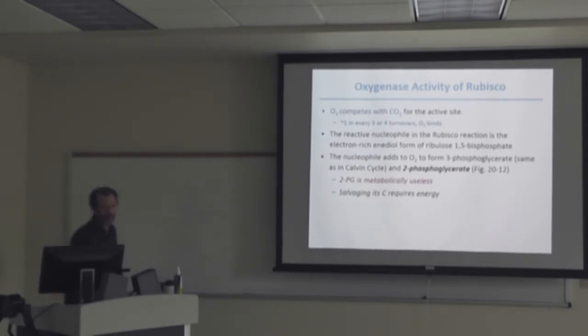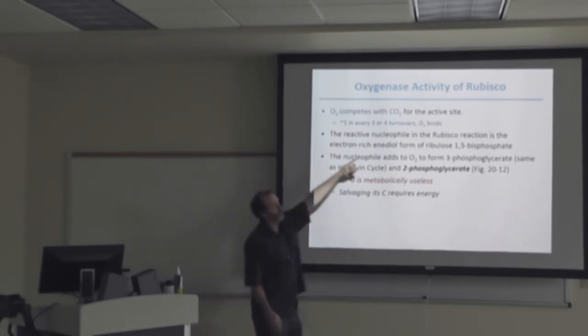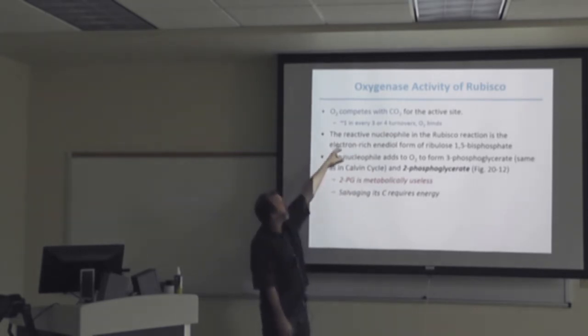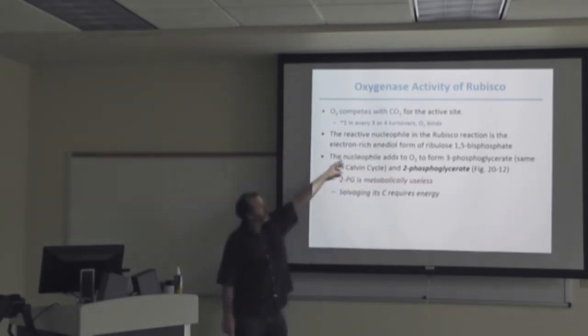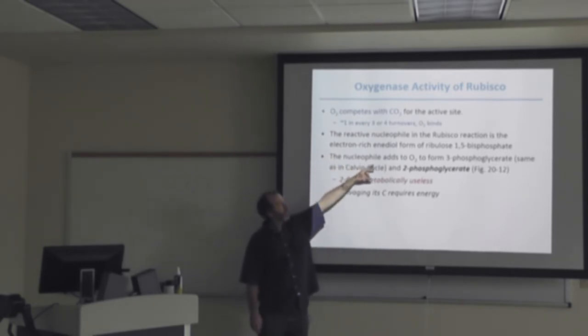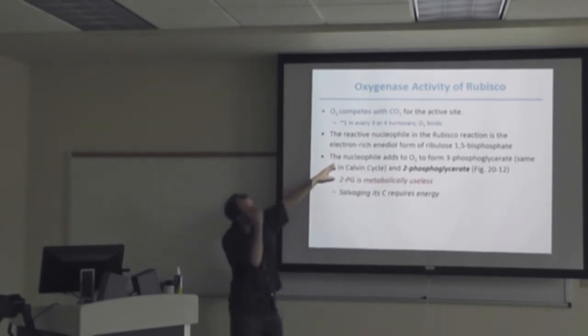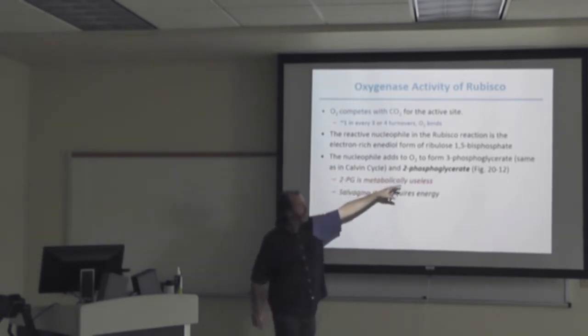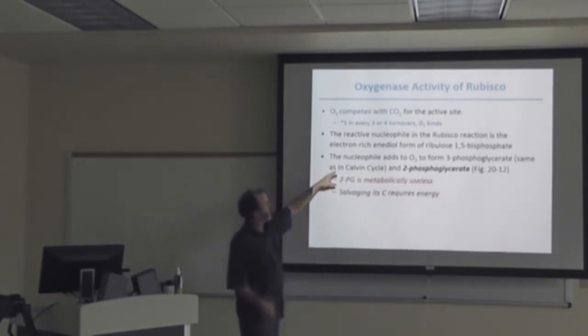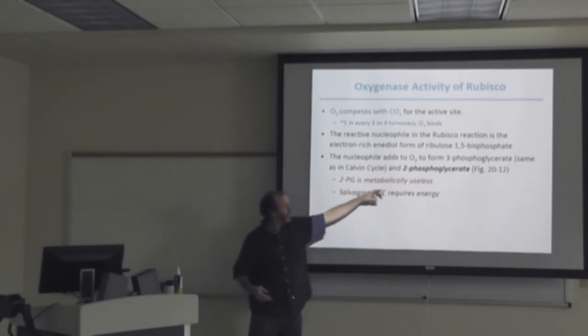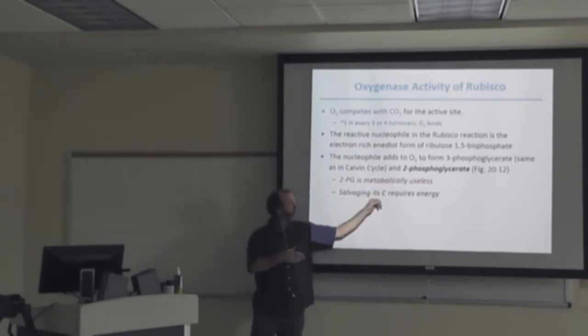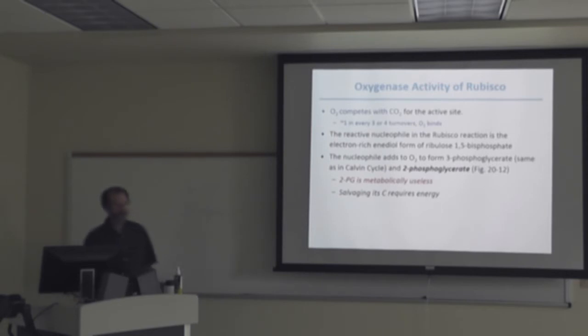That's this oxygenase activity. So oxygen will compete with carbon dioxide for the active site. In every 3 or 4 turnovers, you'll get oxygen binding rather than carbon dioxide. The reactive nucleophile in the Rubisco reaction is the electron-rich ene-diol form of ribulose 1,5-bisphosphate. The nucleophile adds oxygen to form 3-phosphoglycerate, same as in the Calvin cycle, and 2-phosphoglycolate. 2-phosphoglycolate is metabolically useless, so you have to salvage its carbon, and that is going to require energy to salvage that carbon.